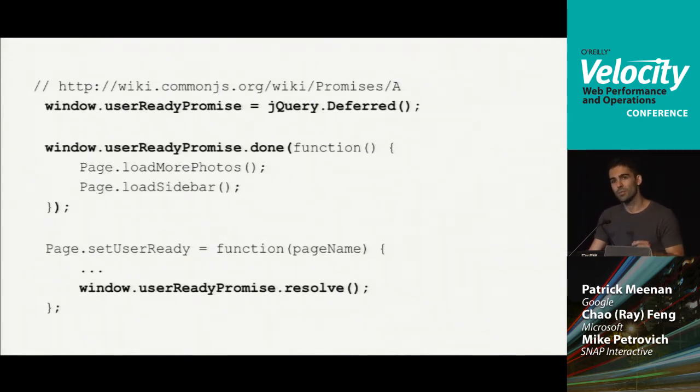And that promise is only resolved once user ready is fired. So that ensures that none of this ancillary content impedes or competes with the primary content of the page. So it ensures that we get through the primary and the critical path as fast as possible.